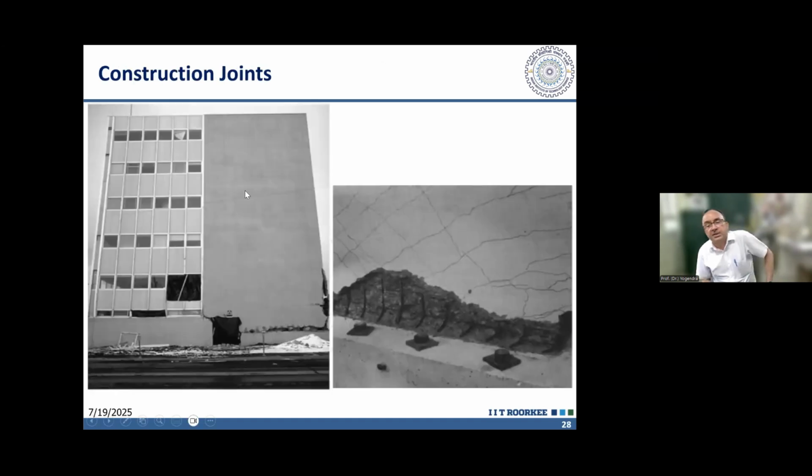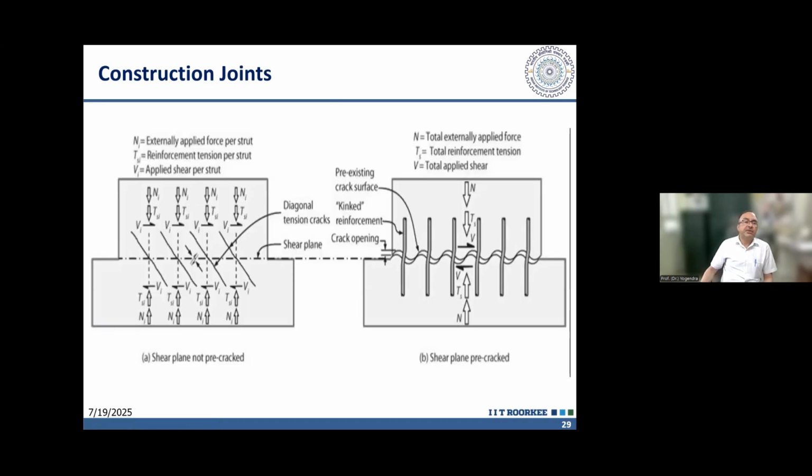Then another type of failure which has been seen in past earthquakes is along the construction joints. Any RCC vertical element is to be constructed in lifts, and at the junction of these lifts there is a cold joint, and there is a tendency at this cold joint to slide. So there has to be a minimum reinforcement across this joint, which will act as dowel and can prevent the sliding failure. It will be subjected to shear failure here, and this vertical reinforcement will act as dowel.